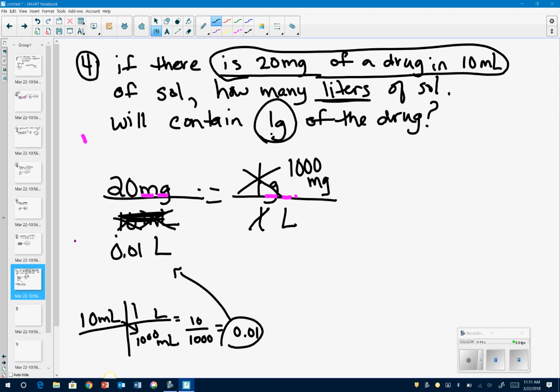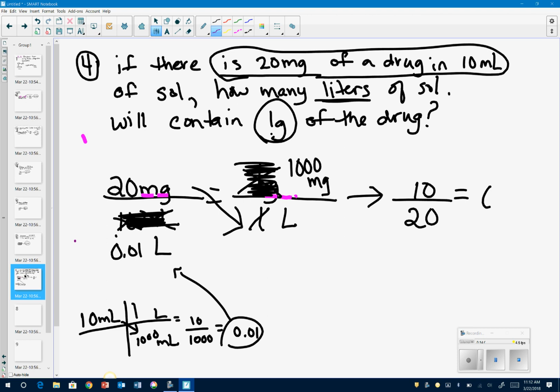Okay, so then I'm going to just kind of mark these out just so it doesn't confuse me. Okay, so we'll cross multiply. 20 divided by X goes on the bottom. Then you have 1,000 times 0.01, which is going to equal 10. 10 divided by 20 would be 0.5 liters.